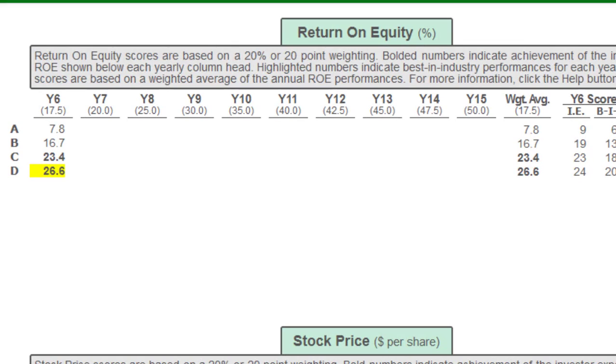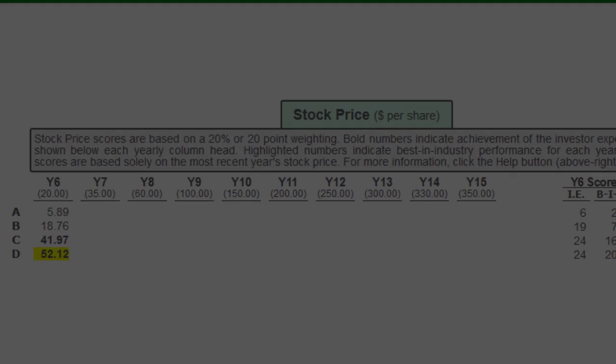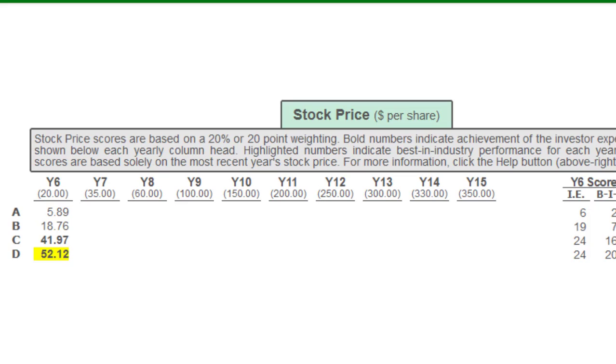Return on equity, again, Team D, best in industry, 26.6, C, 23.4, B, 16.7, which is good. A, 7.8, not too bad. Definitely you need to make up some ground, though. And stock price, Team D, 52, C, 41, B, 18, A, 5.89. So these are the reports you want to look at.